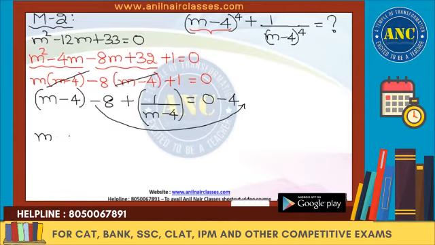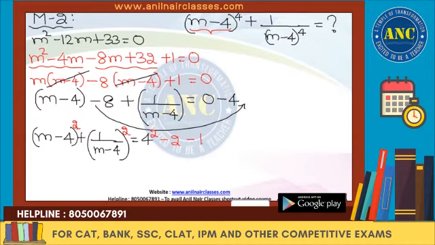So finally this becomes m minus 4 plus 1 divided by m minus 4, which is equal to minus 8 becoming plus 8 on the right hand side. 8 minus 4 is 4. Now this is what I have when the power is 1. But if the power has to become 2, I will write directly here itself, sir: (m minus 4) whole square plus 1 by (m minus 4) whole square. The answer will be 4 square minus 2.